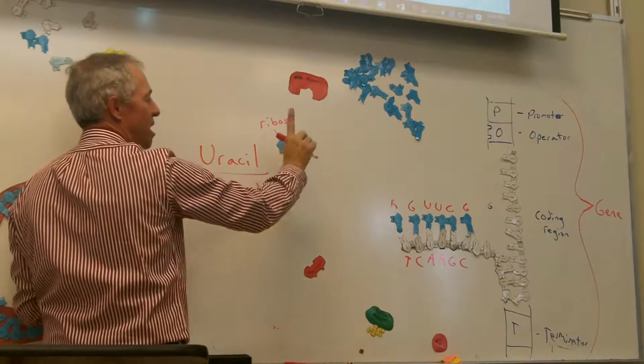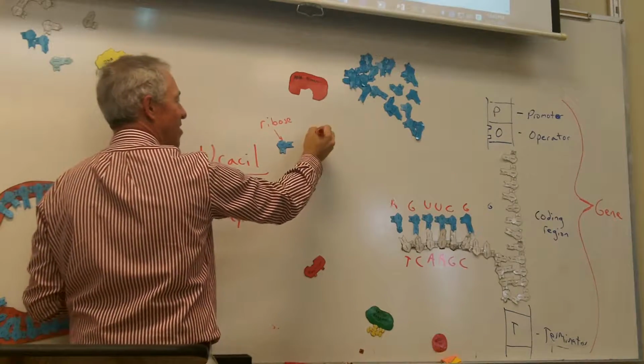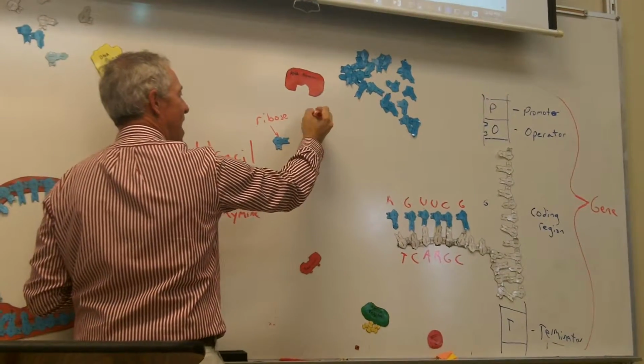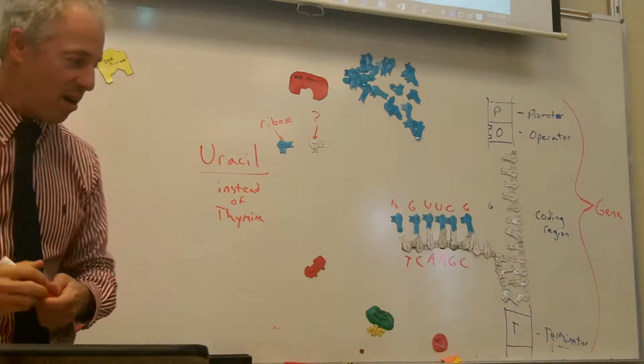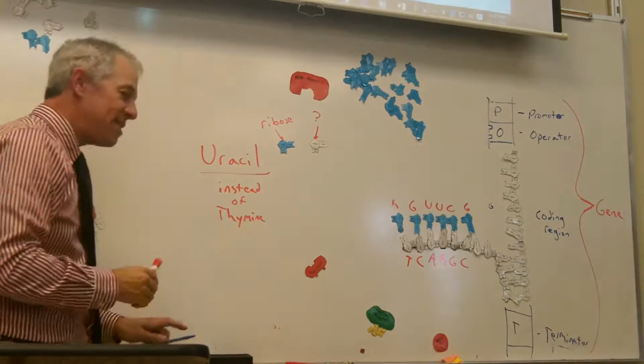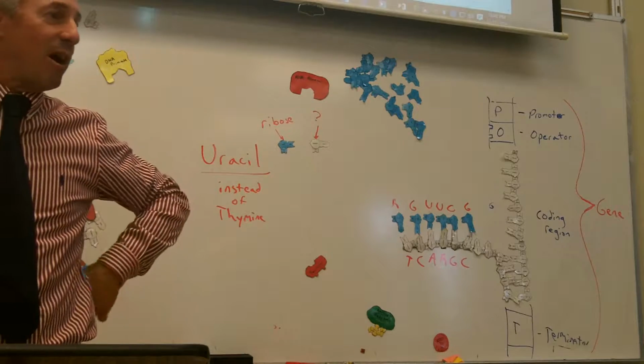Do y'all remember, 10 points if you can tell me what the sugar is called in the DNA nucleotide? What's that called? 10-point question. It's called ribose in RNA. What's it called in DNA? 10-point question.